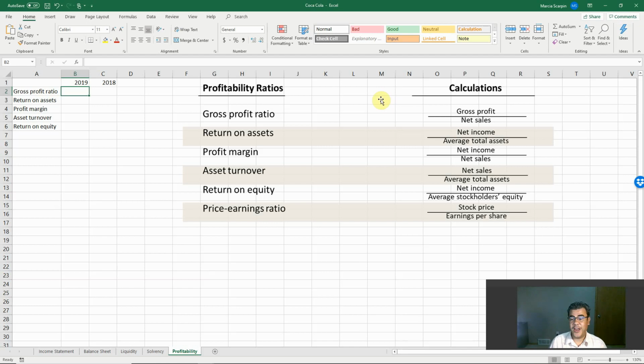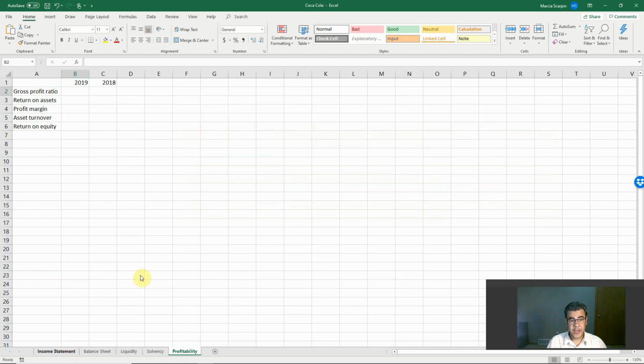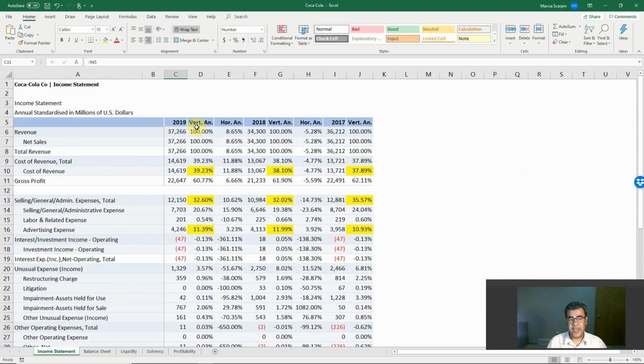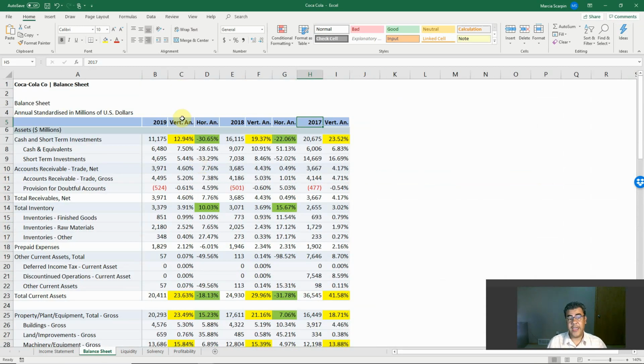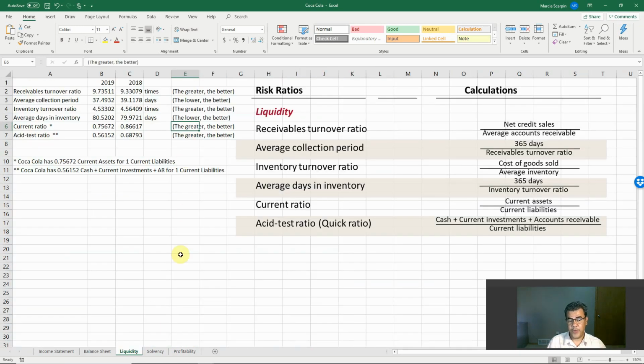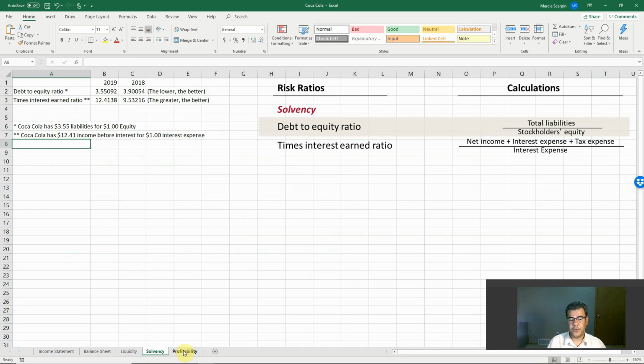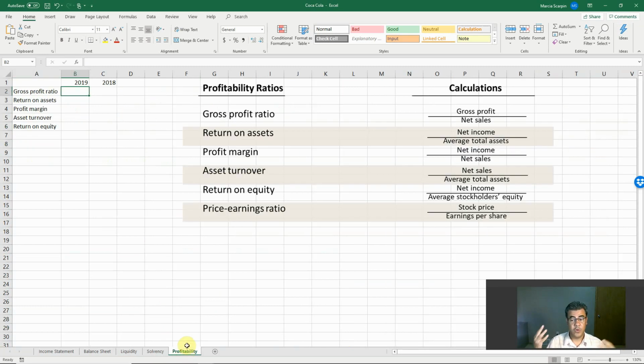We have here 5 sheets. Income statement with income statement data and vertical and horizontal analysis. The second one, the balance sheet data and also vertical and horizontal analysis. So our video about vertical and horizontal analysis, the data are here. Then liquidity ratios, solvency ratios, and now profitability ratios. So all of our 4 videos, we work with the same Excel file.